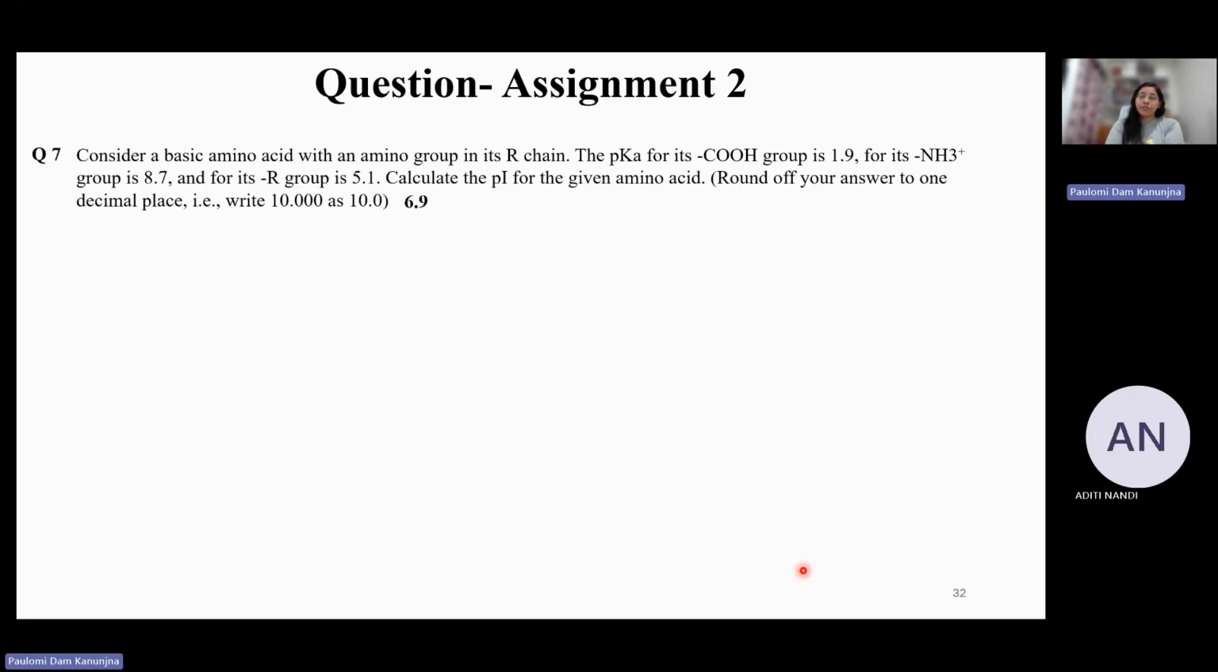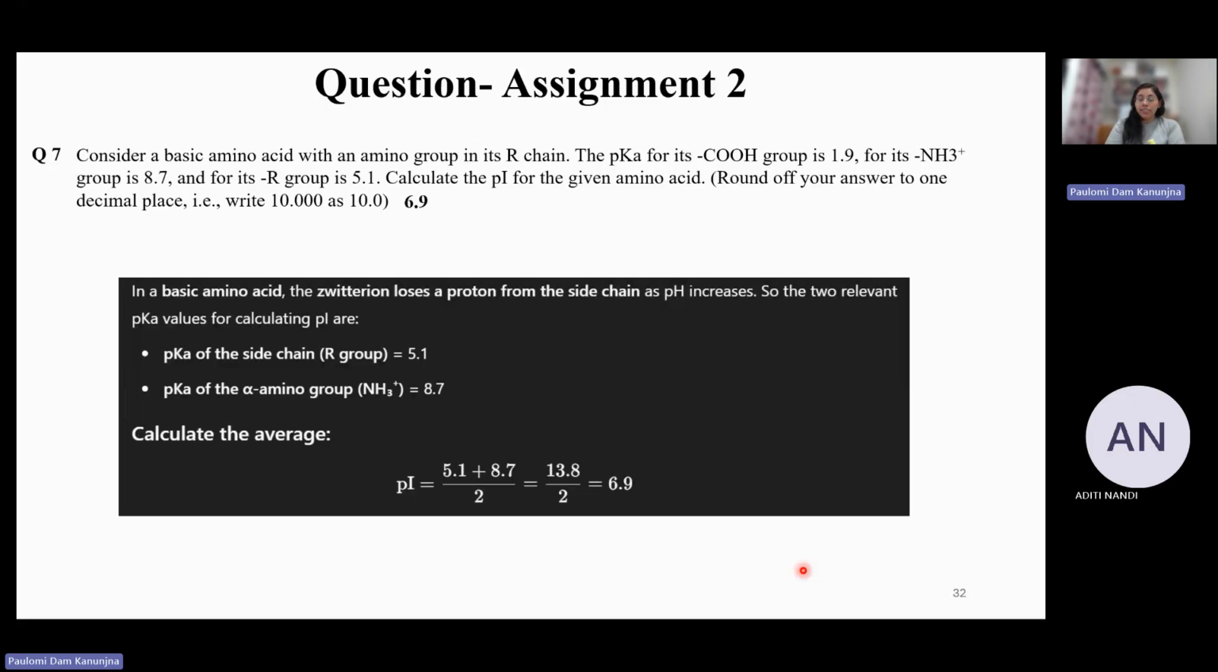Let me read out the question first. The question says that there is a basic amino acid with an amino group in its R chain. The pKa for its COOH group is 1.9, for its NH3 is 8.7, and for its R is 5.1. I am to calculate the pI for this amino acid, which comes as 6.9.